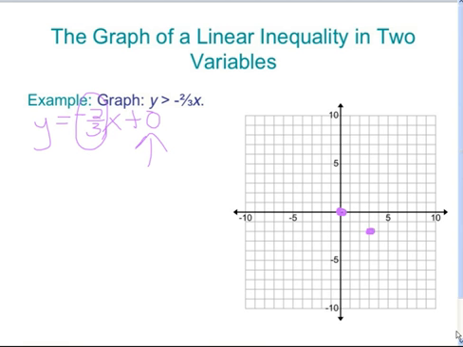Okay, before we connect the dots, we have to check to see if we need a solid or a dotted line. Since we have y is greater than negative 2/3 x, it's not greater than or equal to. If it were equal to, we would do a solid line. But since it's just greater than, we're going to draw the line as a dotted line or a dashed line.